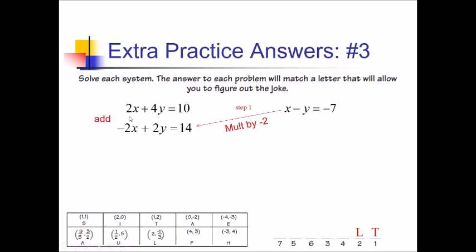Adding these 2 equations together now, I can cancel out those x's. So this is going to be 4y plus 2y is 6y. 10 plus 14 is 24. So then we have, dividing by 6, y equals 4.